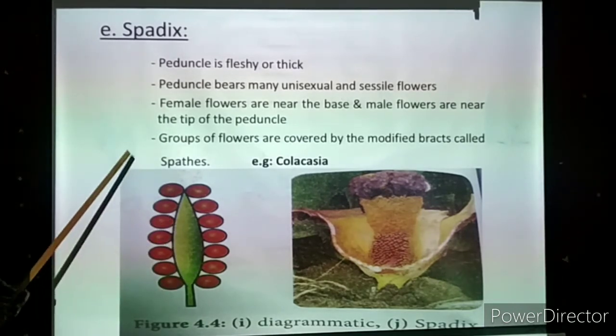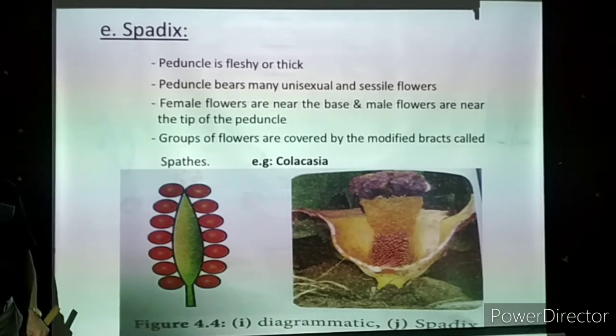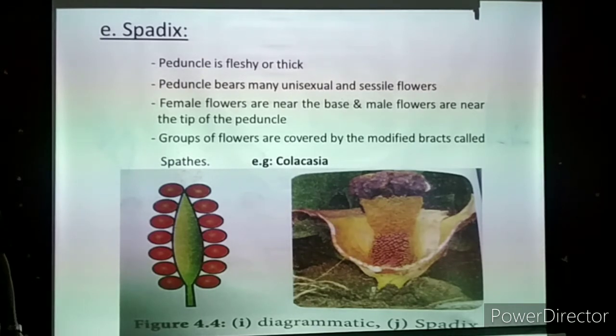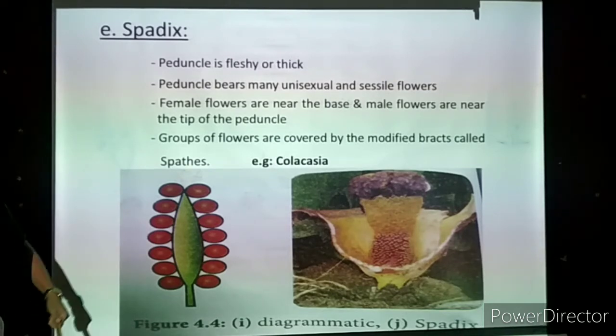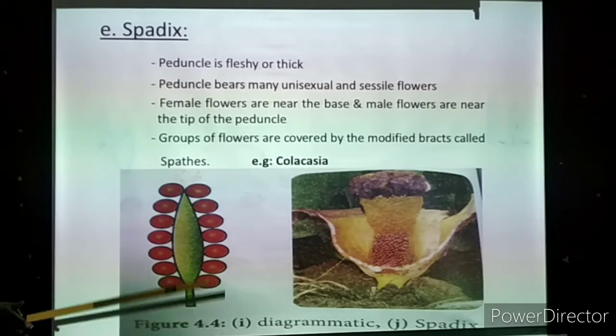I'll give one simple example for spadix: the banana flower. We call it a banana flower, but it is not a single flower. It is an inflorescence. A bunch of flowers are there. The number of flowers, if you take 50 to 100, even sometimes 200 flowers, will be there.